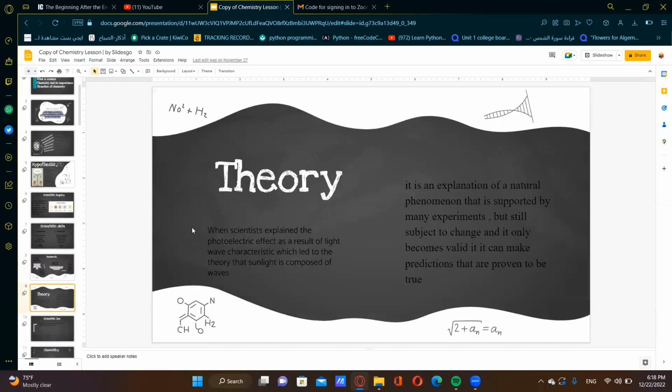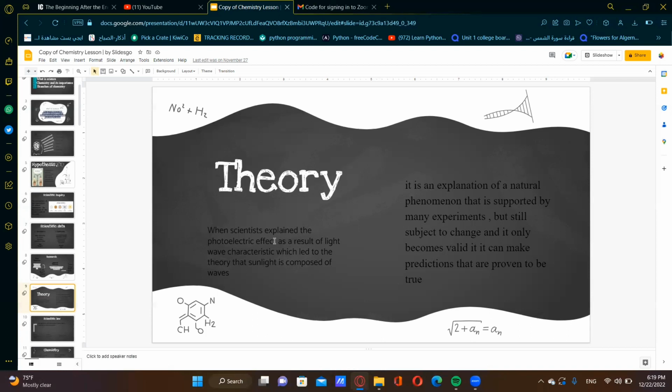And then we have theory. What is a theory? Well, it's an explanation of a natural phenomenon that's supported by many experiments, but still subject to change, and it only becomes valid if it can make predictions that are proven to be true. So let's imagine that you see thunder in front of you, but we don't know why thunder happens. So scientists develop some explanations, but these explanations are not scientific laws because they are not proven yet. So any explanation for a phenomenon that is not proven yet can be called a theory.